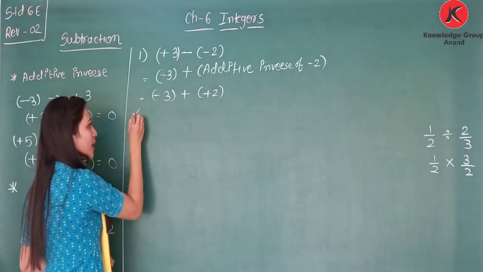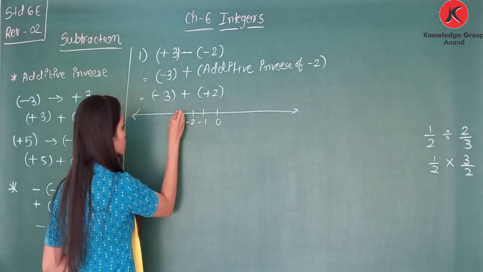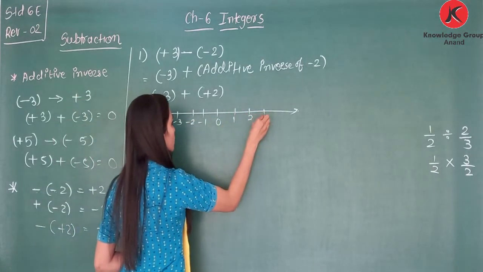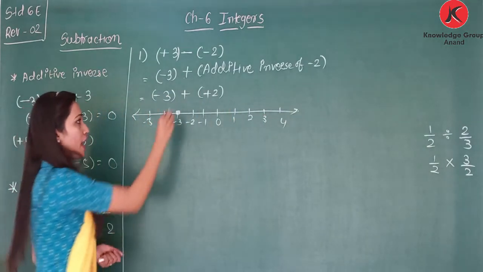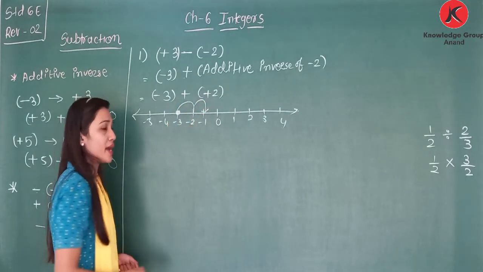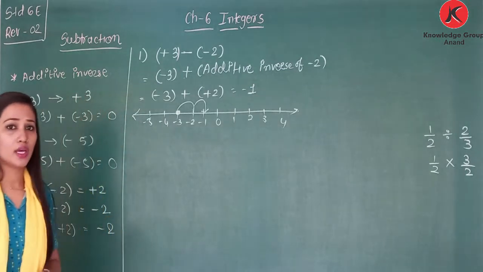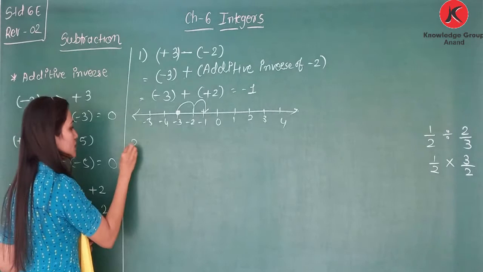So on the number line: 0, minus 1, minus 2, minus 3, minus 4, minus 5, 1, 2, 3, 4. Represent the first integer as it is. Now add positive means move right, so from minus 3 move 2 steps right, and we get minus 1. This way we can perform the subtraction of integers on the number line. One more example.